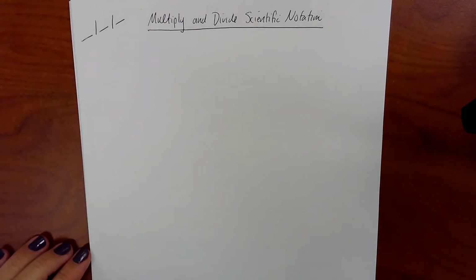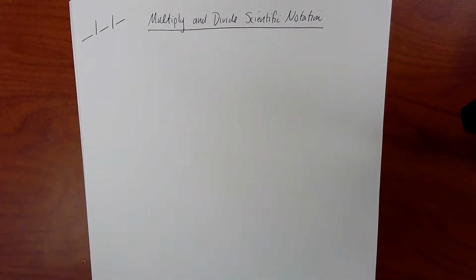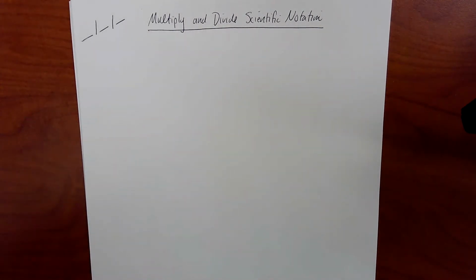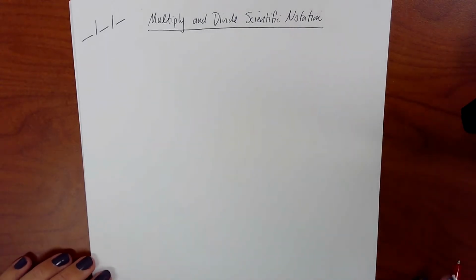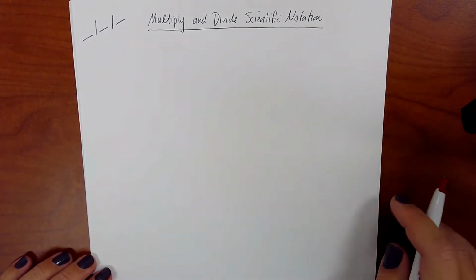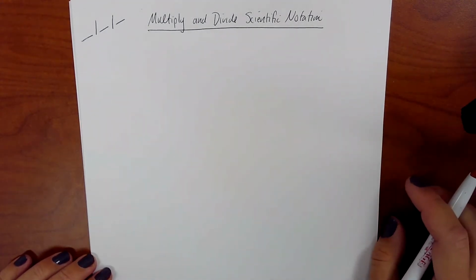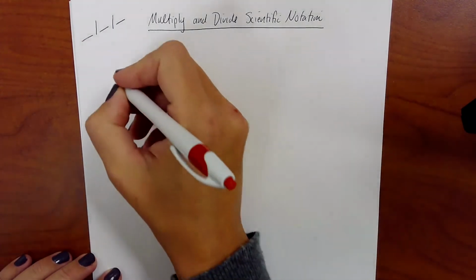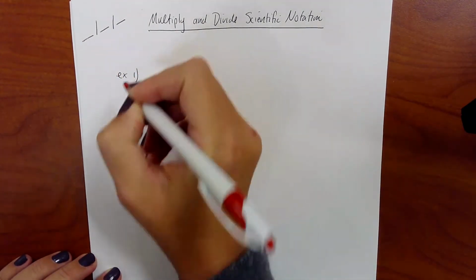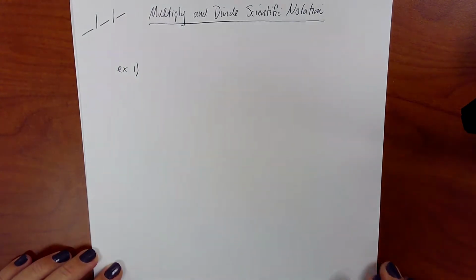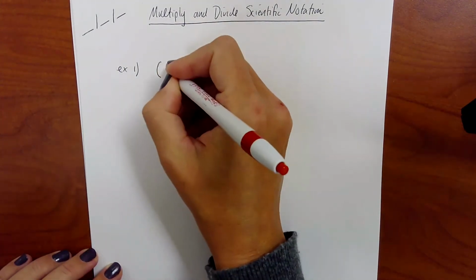Multiply and divide scientific notation. So this is actually going to combine scientific notation with the laws of exponents, because in scientific notation there's always an exponent on that 10. So let me just show you an example and then we'll write down the rules.